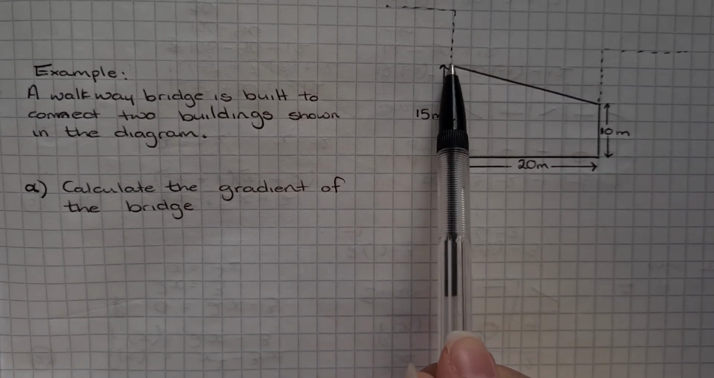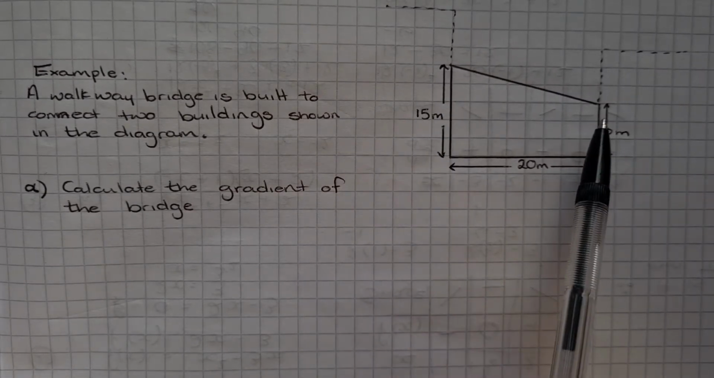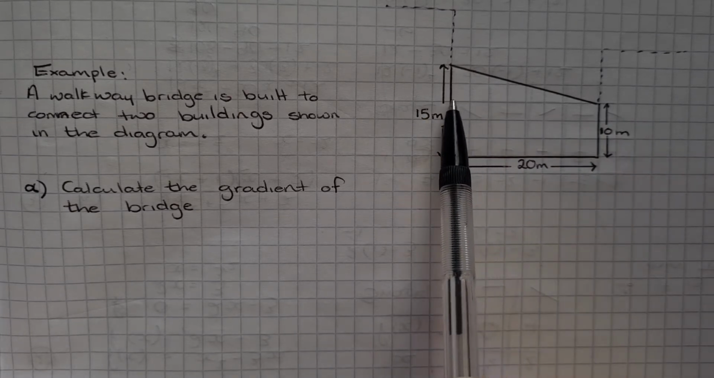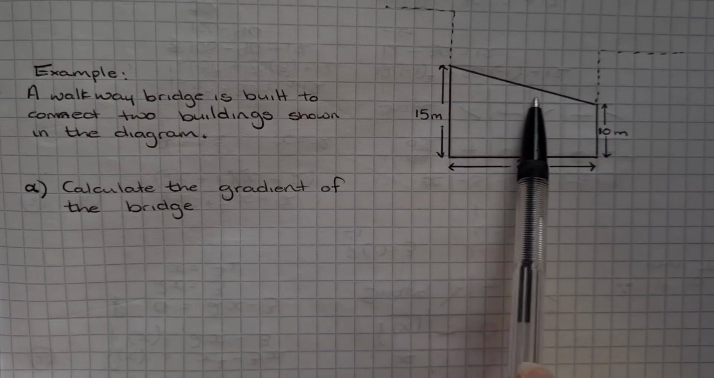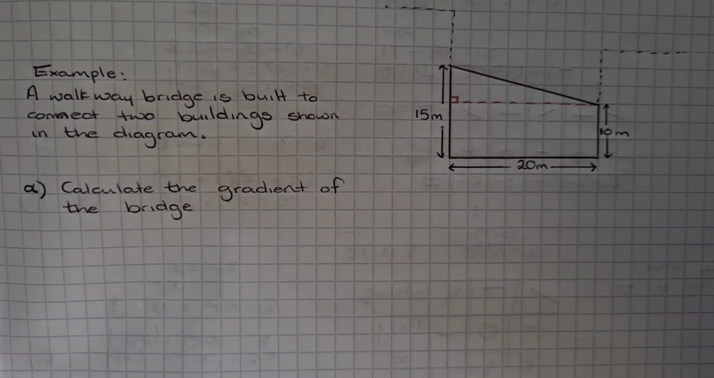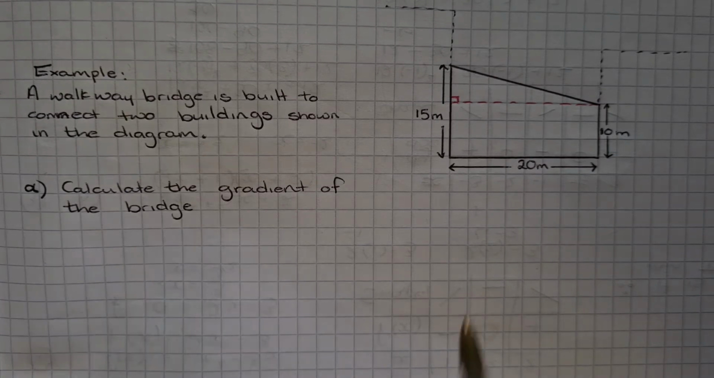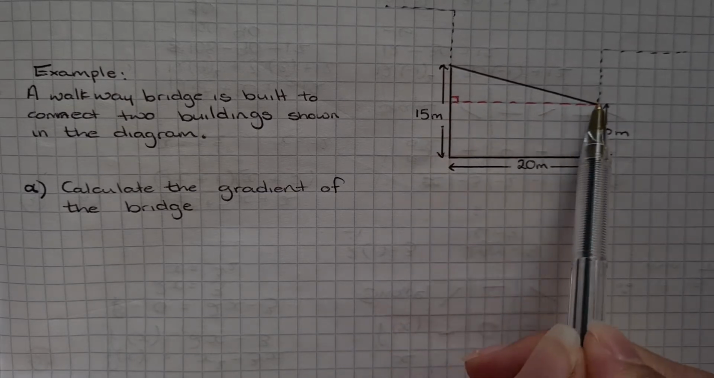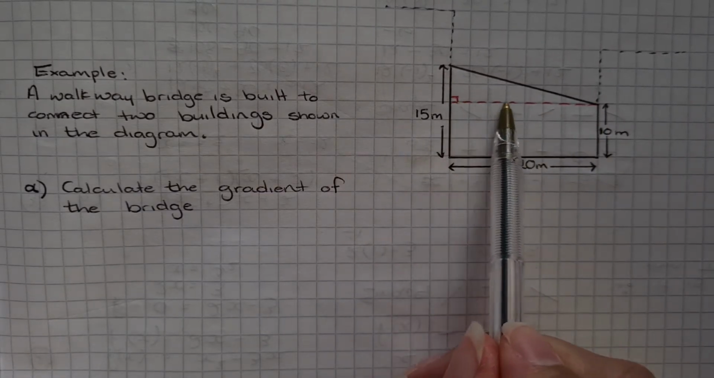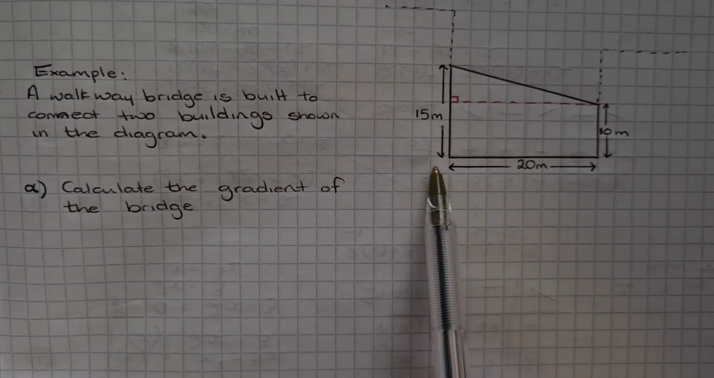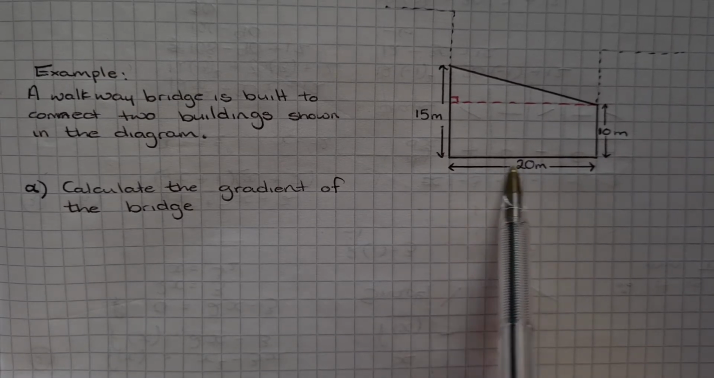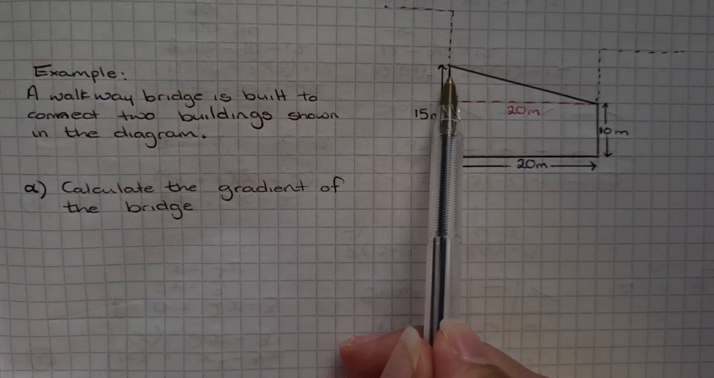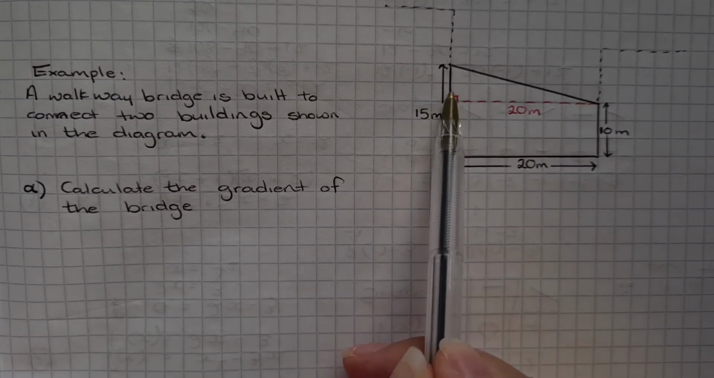Now, usually when we are doing gradient questions, they are triangles. This shape is not a triangle, so we need to be careful that we are looking to create a right angle triangle on the drawing. So if I draw a dotted line here, that creates a right angle triangle with the slope that is the bridge and the two sides. Now this dotted line is the same length as the horizontal distance along the bottom, but we also need the vertical distance of the right angle triangle.